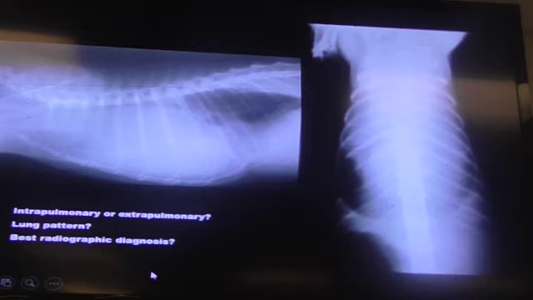Okay, the trachea is dorsally displaced. Now you have a diffuse interstitial pattern. You have some evidence of pleural effusion due to lung lobe leafing. You have dorsal displacement of the trachea and obscurity of the cardiac silhouette. You have read your radiograph.